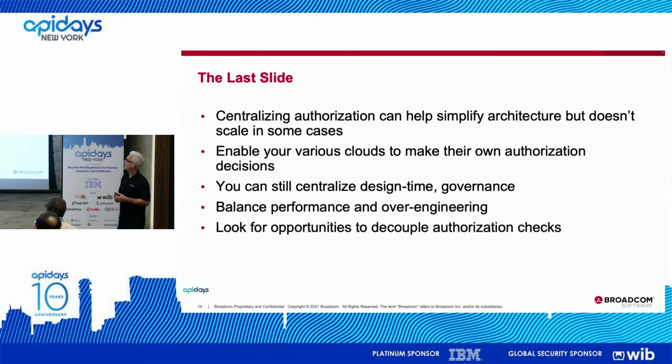Enable your various clouds to make their own authorization decisions, right? Don't assume that you can centralize that. You can still centralize design time and governance, right? That's very different. Centralizing the authoring or the governance of your policies as opposed to the enforcing of it. Balance performance and over-engineering, and look for opportunity to decouple authorization checks using event-based architectures in order to scale better.